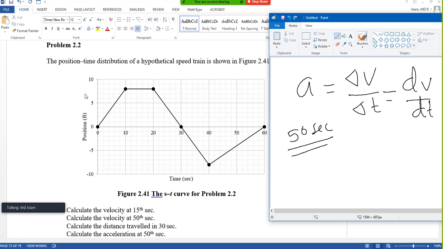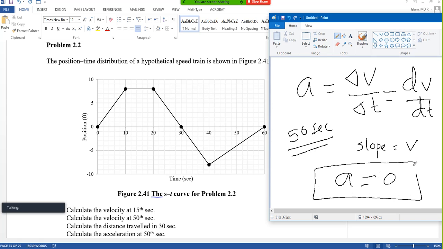This curve is an s versus t curve, that means displacement versus time curve. In that curve, at this point, your slope is your v. Now, is the slope changing at this point? You can see that no, it is not changing. It is a linear line. Linear line means slope is not changing. So my a is 0. So I solved the problem.